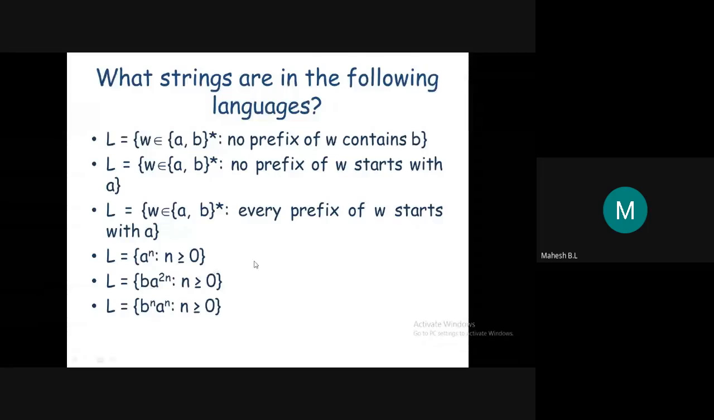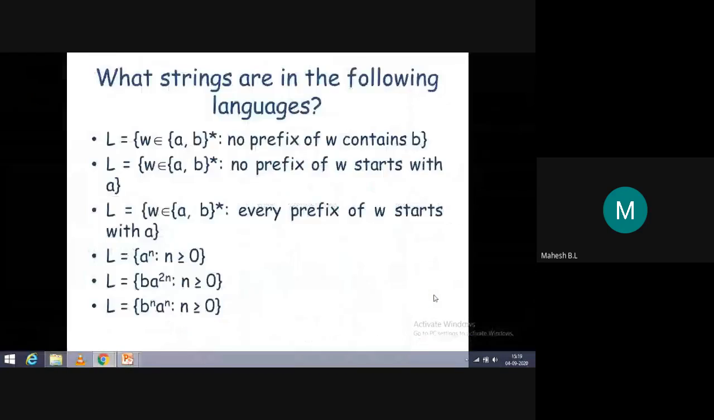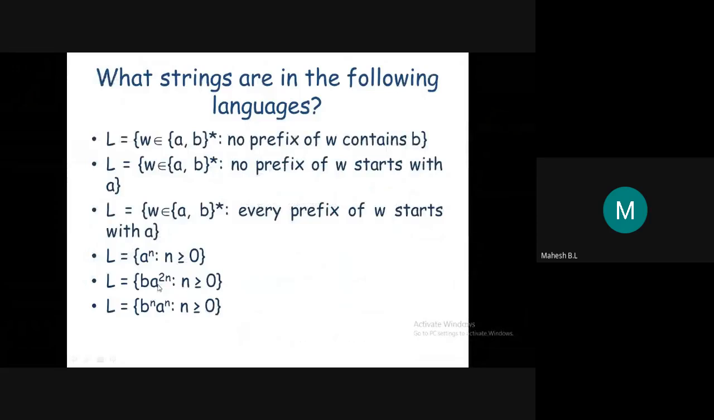See, when n is 0, you get a power 0, which is nothing but epsilon. So you get b. When n is 1, you get a power 2, which is nothing but a. You should write 2 a's. So b a. Then you have b followed by 4 a's. Next you have b followed by multiples of 2, 6 a's. Then b followed by 8 a's, like that.